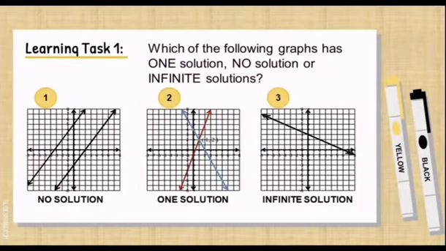Learning task number 1. Which of the following graphs has one solution, no solution, or infinite solutions? For graph number 1, the system has no solution. As you can see, the graph consists of parallel lines. For graph number 2, it has one solution because the lines meet at exactly one point, hence they are intersecting lines. For graph number 3, the system has an infinite solution and it consists of coinciding lines.